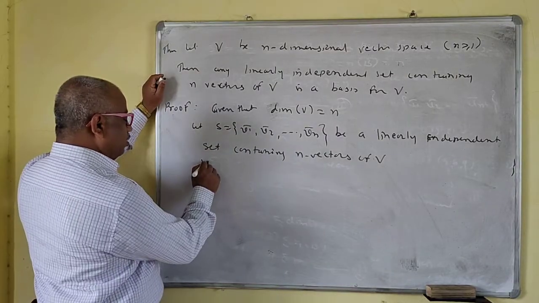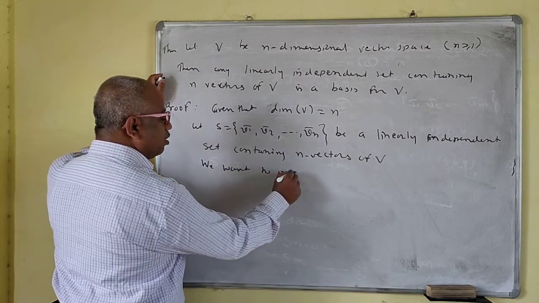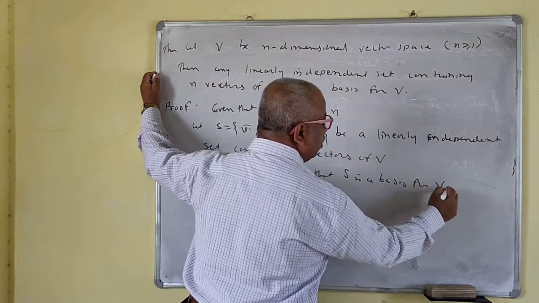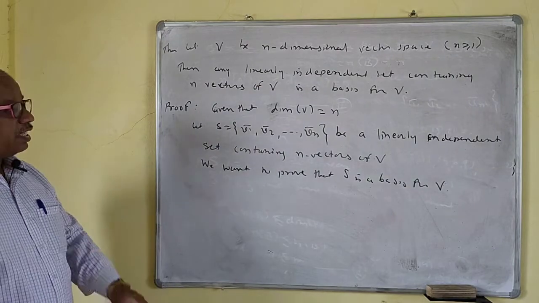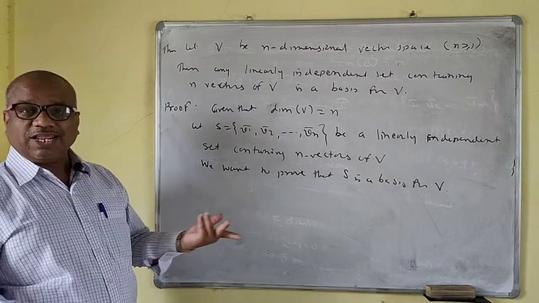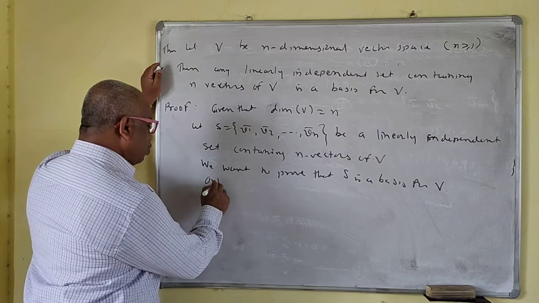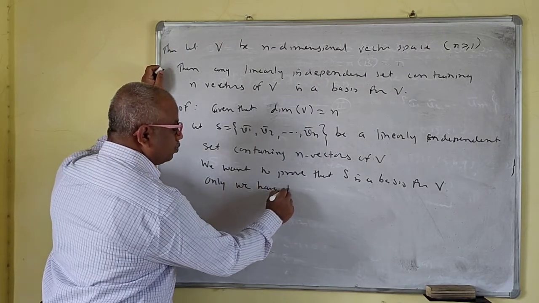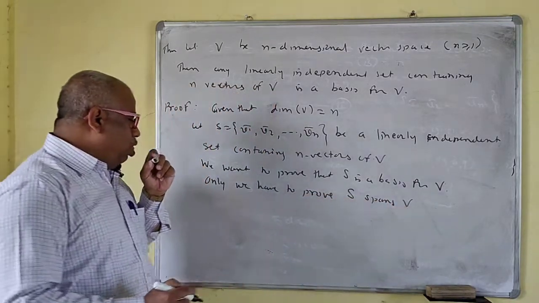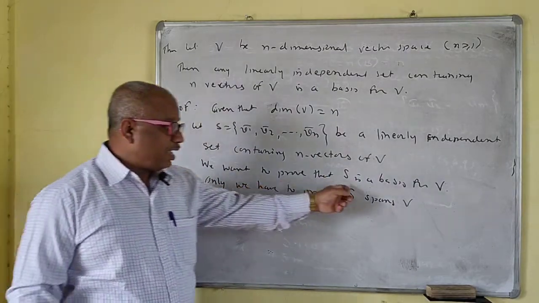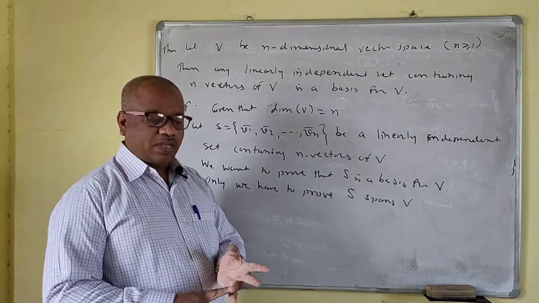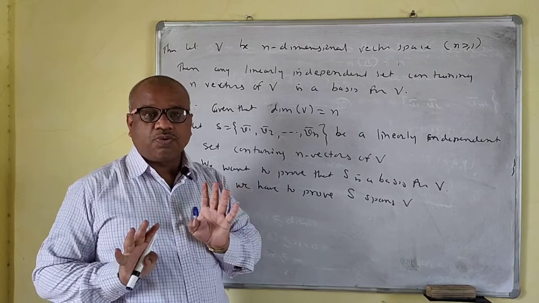So we want to prove that S is a basis for V. That means what we have to prove? S is linearly independent and S spans V. S is already linearly independent, right? So we only have to prove S spans V, because what is the definition of a basis? A linearly independent set that spans V. S is already linearly independent, so we only have to prove S spans V.